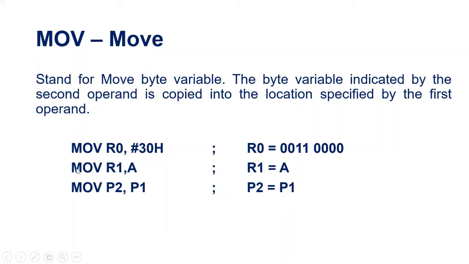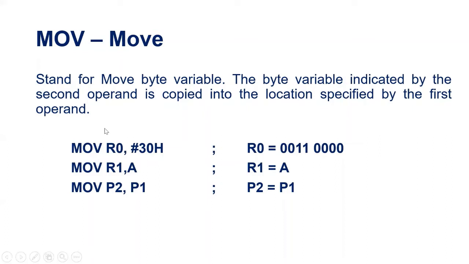Okay, so kapag in-execute ng 8051 yung move R0, number sign 30H, ang magiging laman ng R0 is 30H, which is if we are going to convert it into binary, this is equivalent to 0011, which is 3, 0000, which is equivalent to 0. So this one is 30H in hexa. Okay. So yung first line natin, move R0, number sign 30H, this is a direct data or the actual data copied to R0, which is a register. Okay, ilalagay natin yung 30 hexa sa loob mismo ng R0.